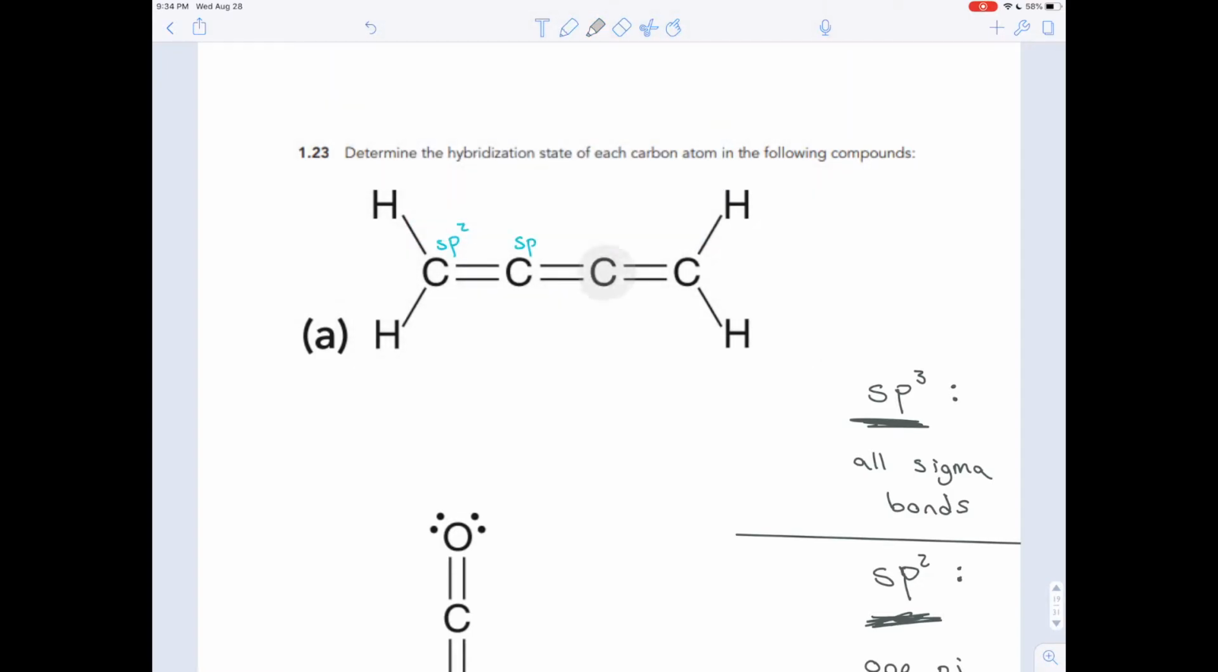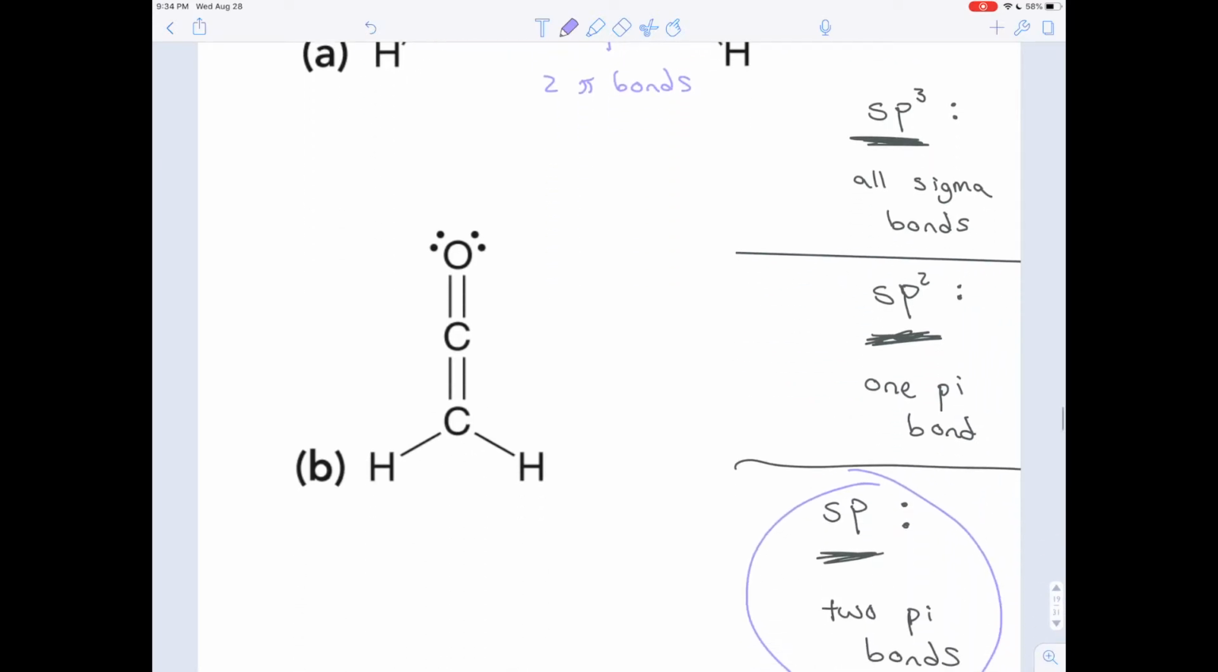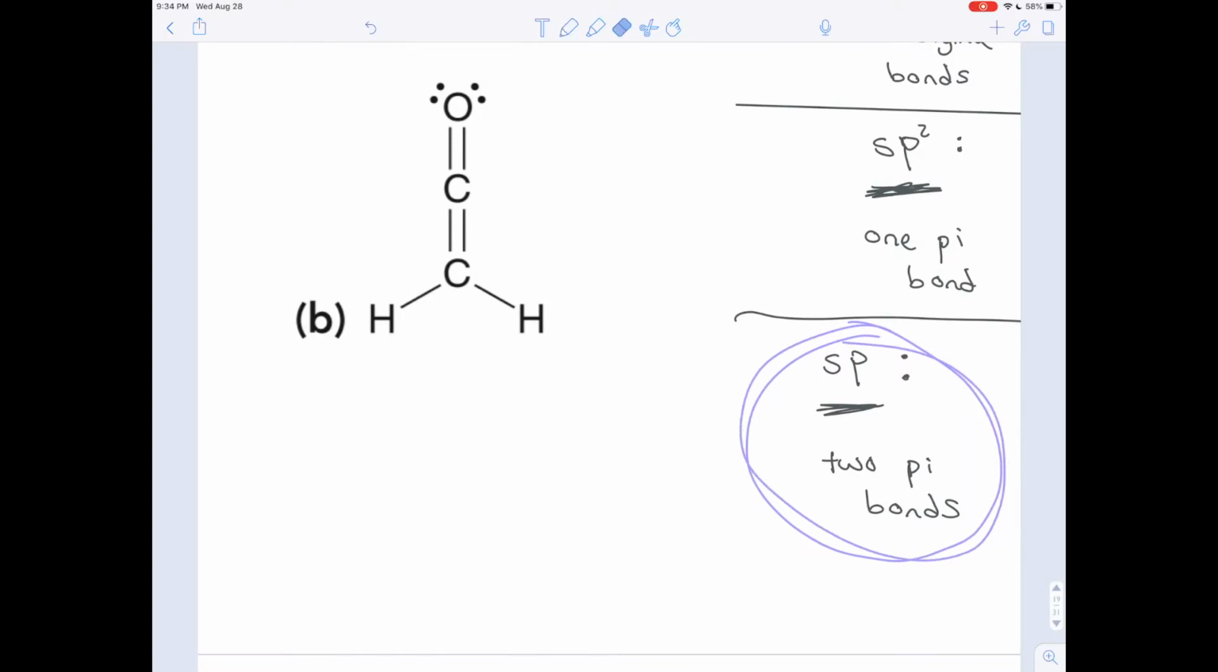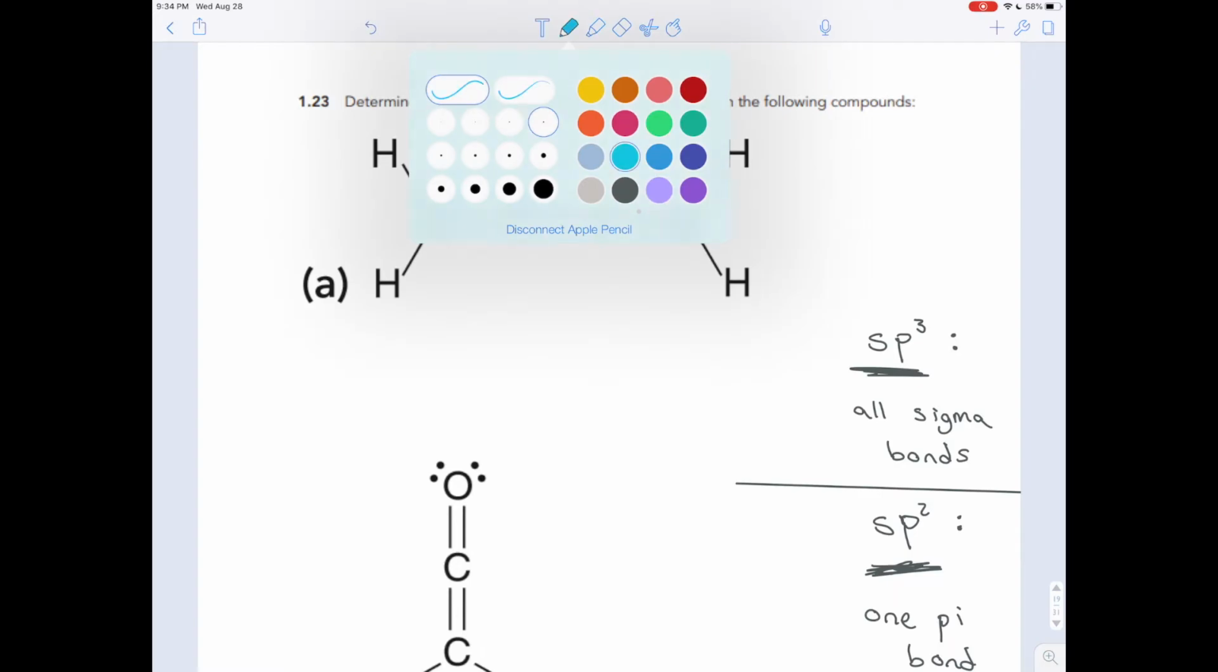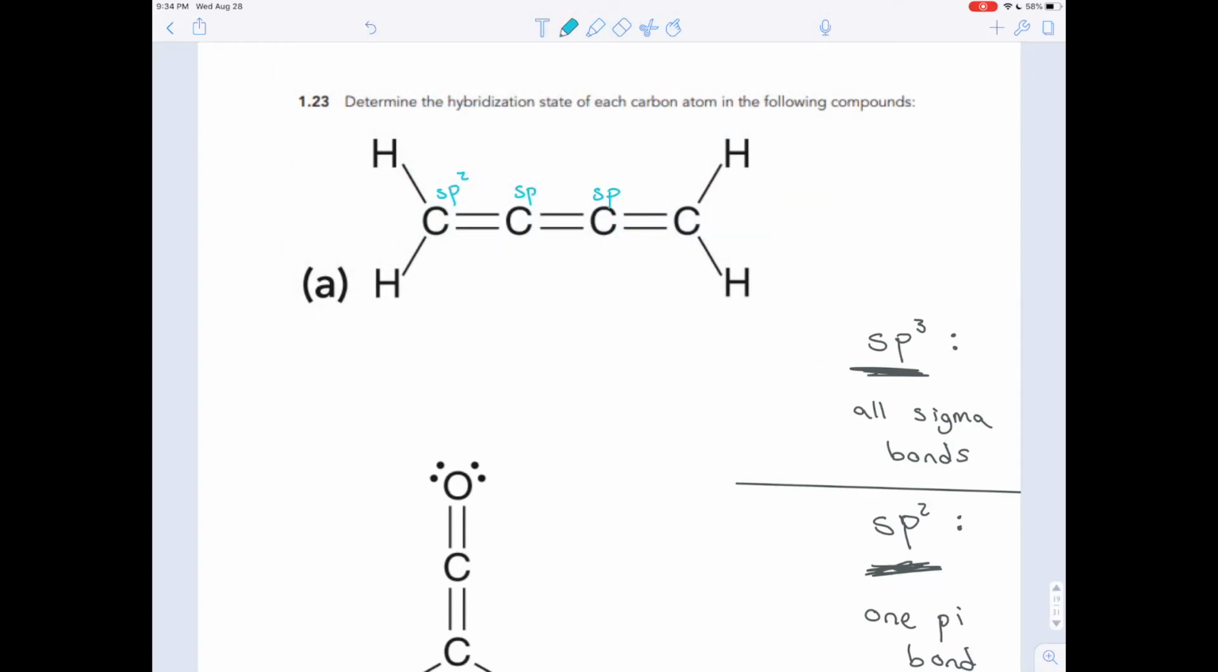If we move to the next carbon, you would see that the first bond between two atoms is a sigma bond, so these first bonds between these two atoms are sigma bonds. Every bond after the first bond between two atoms is a pi bond. So here the second bond between those carbons is a pi bond. And you can tell that around this middle carbon we have two pi bonds. Now if you ever have two pi bonds, the carbon that has those is sp hybridized. That's the conclusion we came to in the previous video. So this carbon here is going to be sp hybridized.